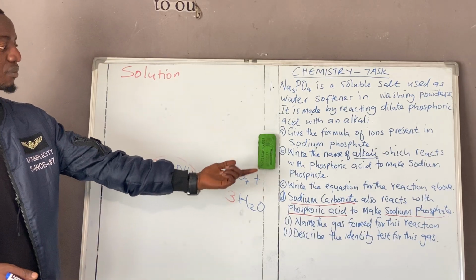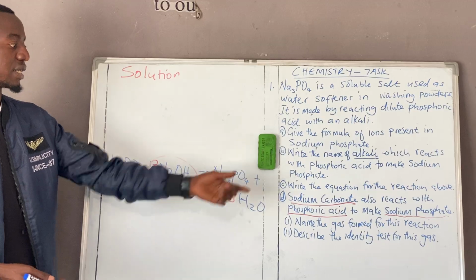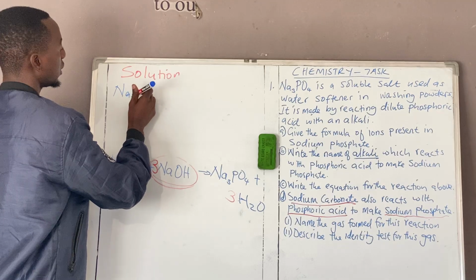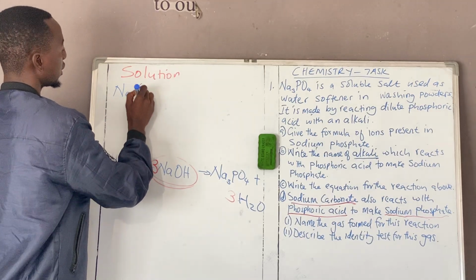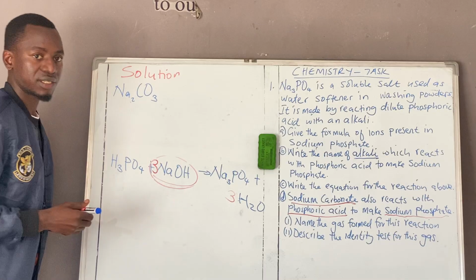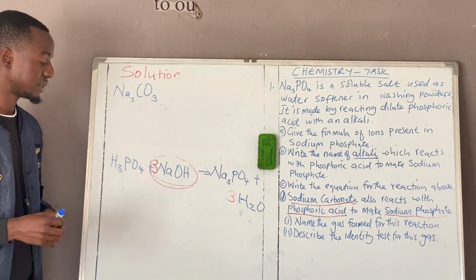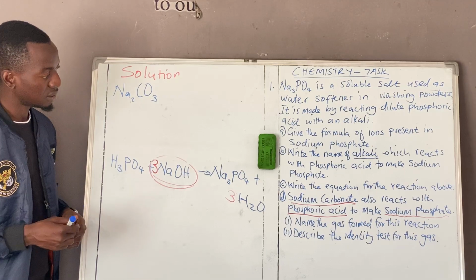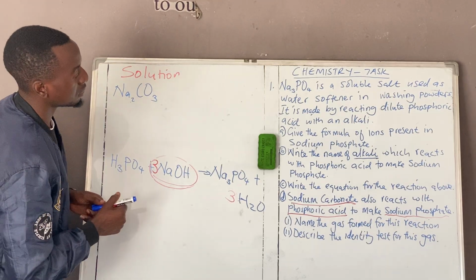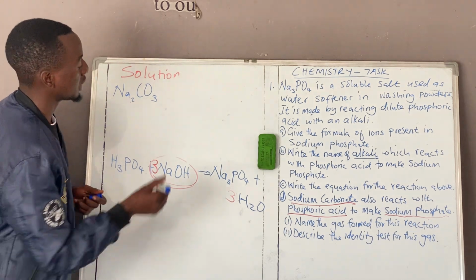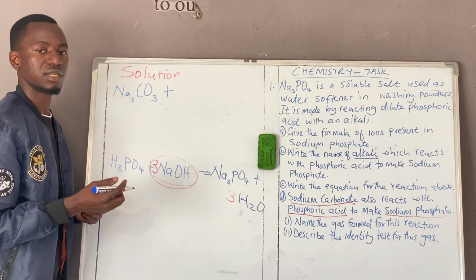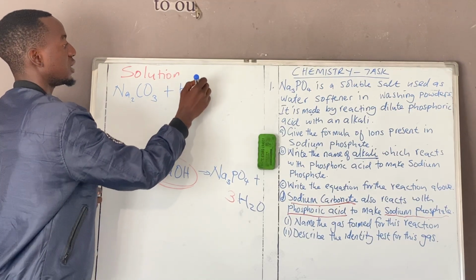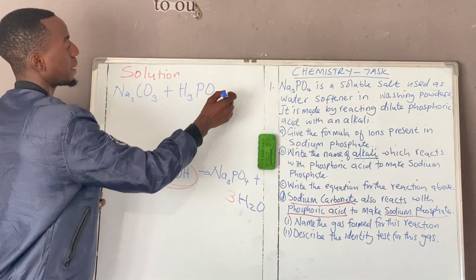This equation where sodium carbonate reacts with the phosphoric acid. So sodium carbonate. This is right how we write carbonate. Sodium carbonate. This one is reacting with what? It's reacting with phosphoric acid. And how do we write phosphoric acid? H3PO4.